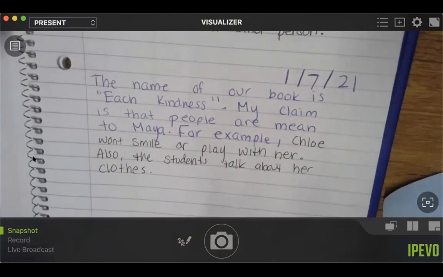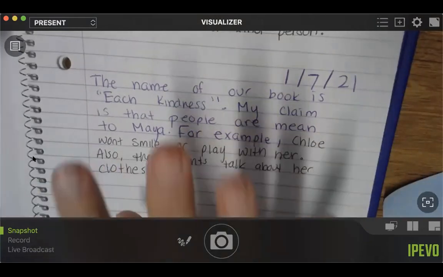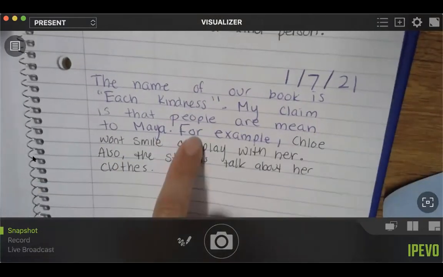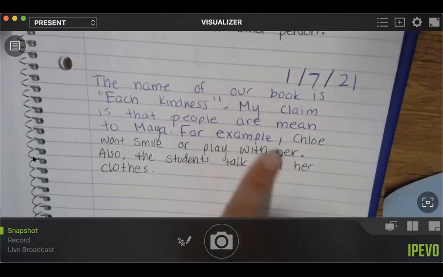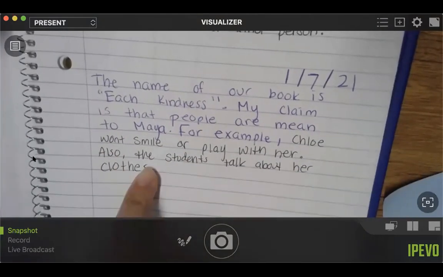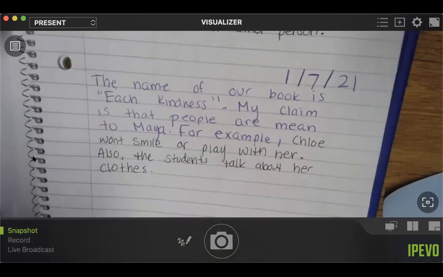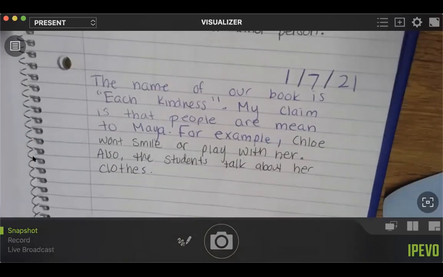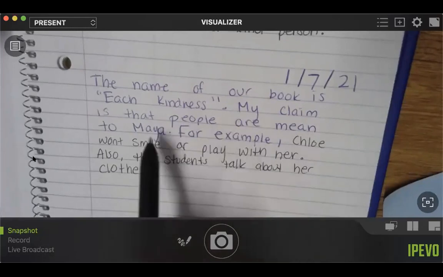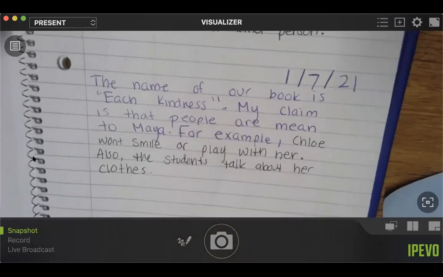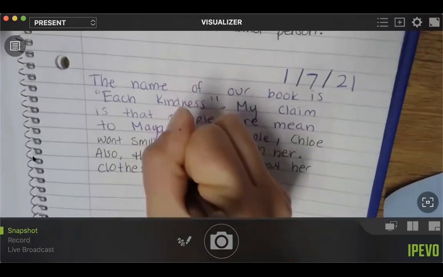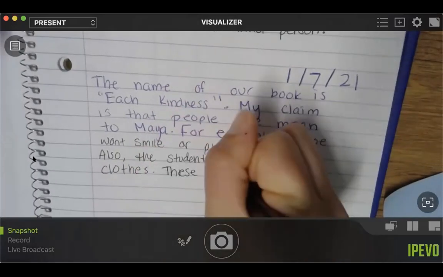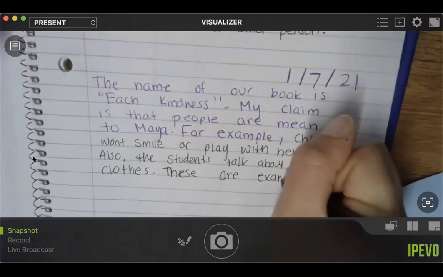And I want to see if anyone else has similar, or anyone would like to read their paragraph. For example, Chloe won't smile or play with her. Also, the students talk about her clothes. So those are my 2 reasons why I think people are mean to Maya. So all I have to do is finish it with restating my claim. So I'm going to put these are.